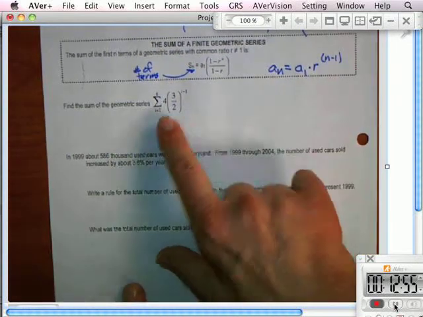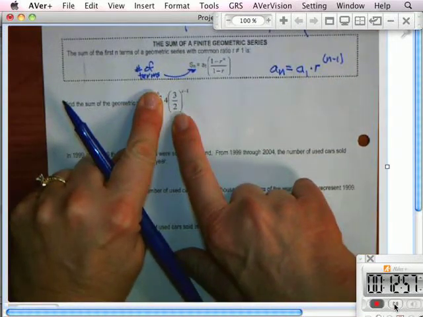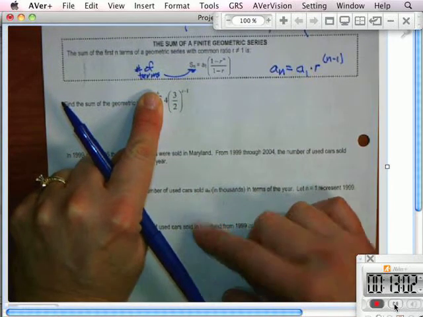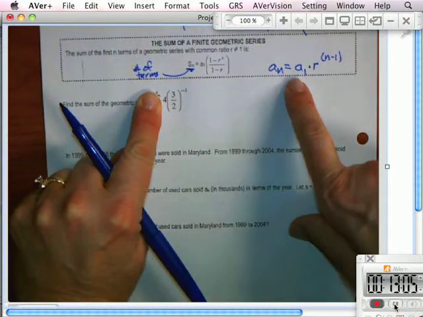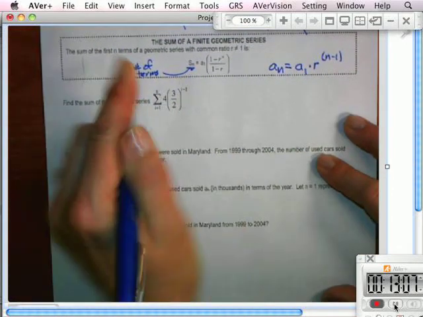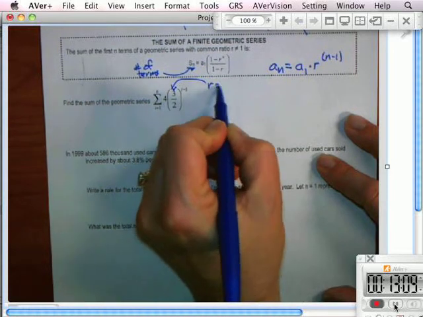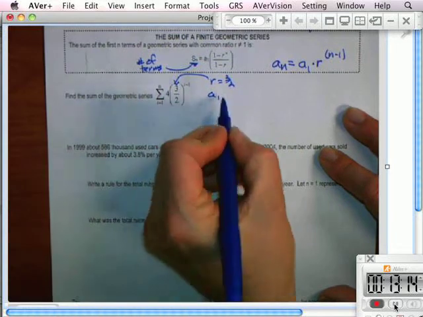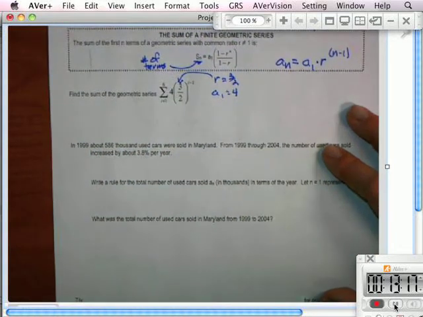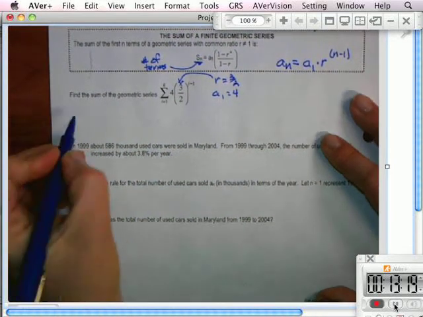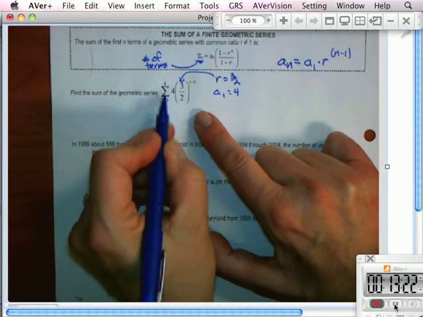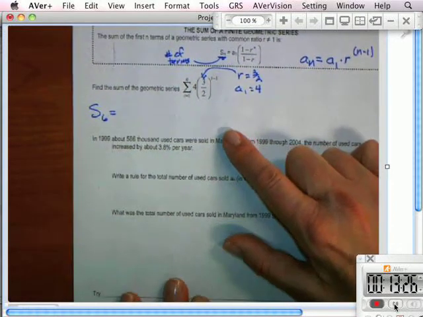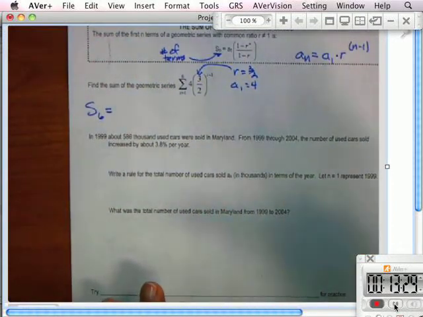So in this function right here, what part of it is r? 3 over 2. If you look at this, the r is 3 over 2. So that's my r. What's A1? 4. So you kind of have to know what that is, just to help you set this up. So how many terms do I have? 6.